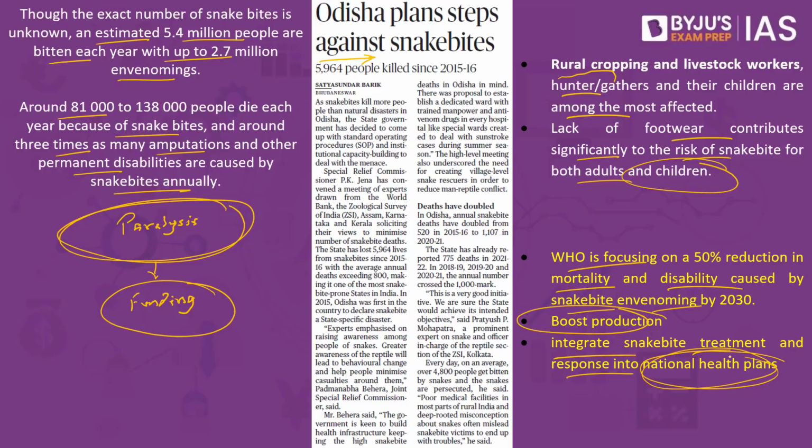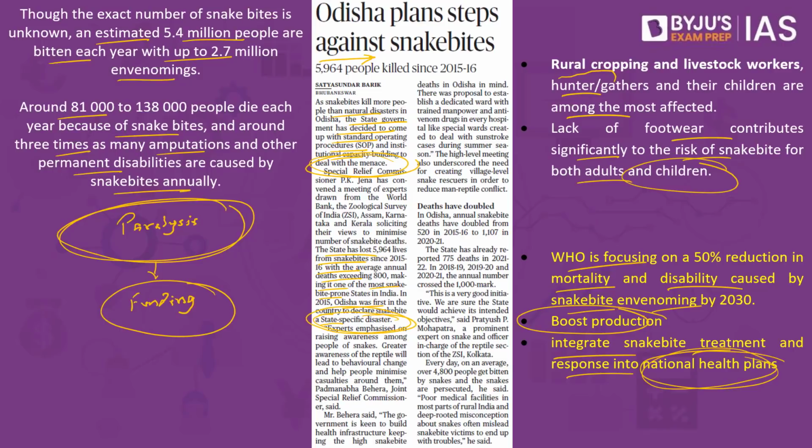Now, if we consider the state of Odisha, as snakebites kill more people than natural disasters, the state government has decided to come up with a standard operating procedure and institutional capacity building to deal with this menace. If we look into the statistics, the state has lost 5,964 lives from snake bites since 2015-16, with an average annual death exceeding 800, making it one of the most snake bite prone states in India. In fact, in 2015, Odisha was the first state in the country to declare snake bite a state specific disaster.